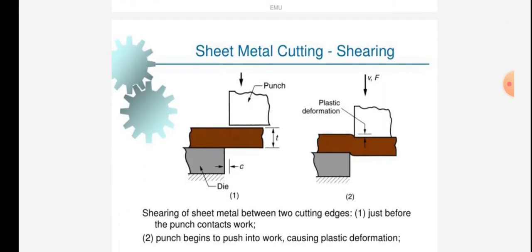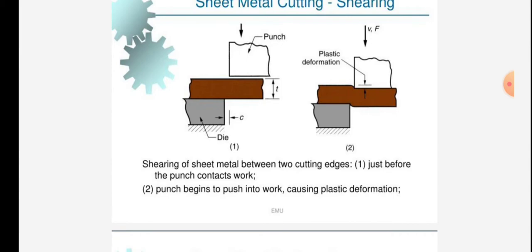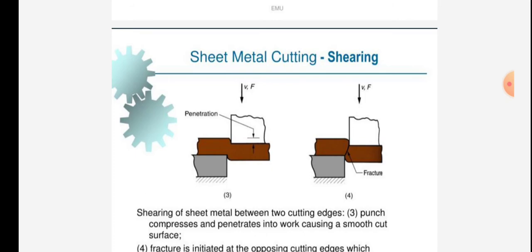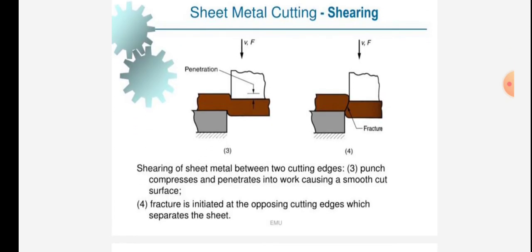Sheet metal cutting, shearing. The figure shows shearing of sheet metal between two cutting edges just before the punch contacts the work. Punch begins to push into work, causing plastic deformation. Punch compresses the sheet and penetrates into work, causing a smooth cut surface. Fracture is initiated at the opposing cutting edges, which separates the sheet.